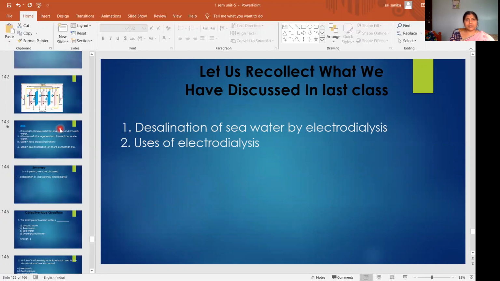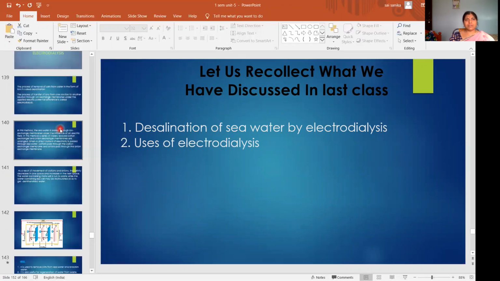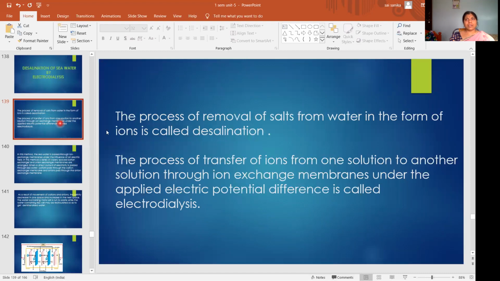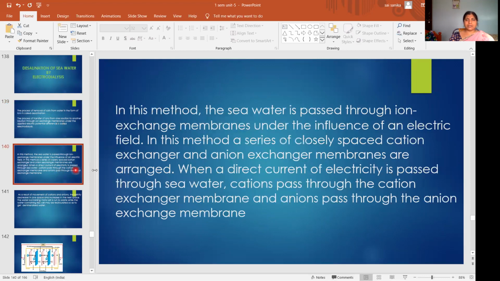The process of removal of salts from seawater in the form of ions is called desalination. So what is electrodialysis? The process of transfer of ions from one solution to another solution through ion exchange membranes under the applied electric potential difference is called electrodialysis. And here electrodialysis is done in electrolytic cell.